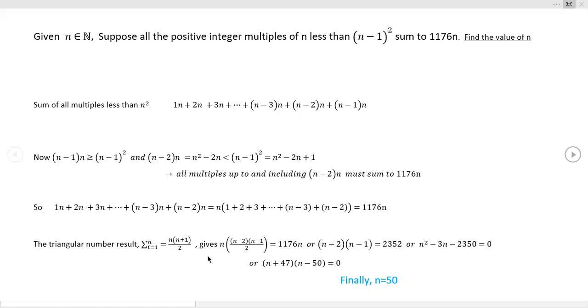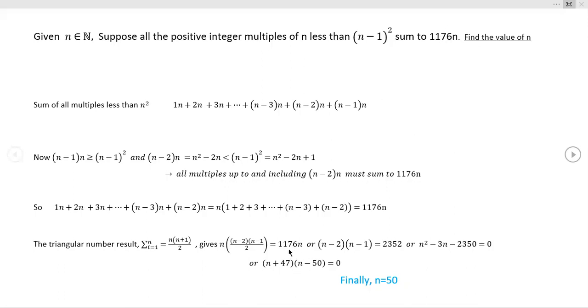And so just like you would have n right here, you're going to have n minus 2. And just like you have n plus 1 right here, you're going to have n minus 2 plus 1 there, which is n minus 1. Okay. Now, we know by the problem statement that all has to add up to 1176n. Okay. And so I've written that down.